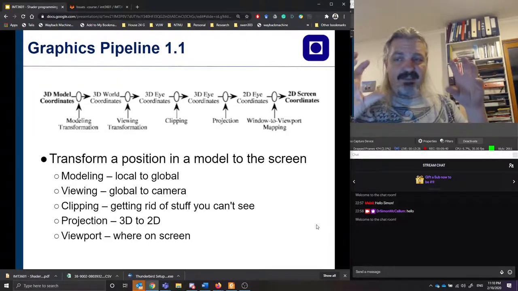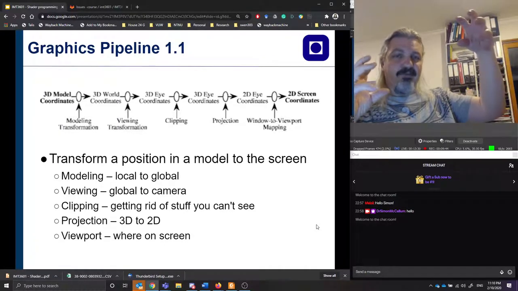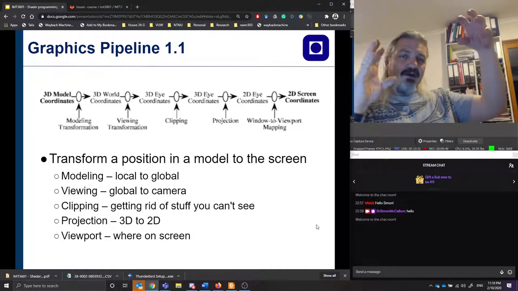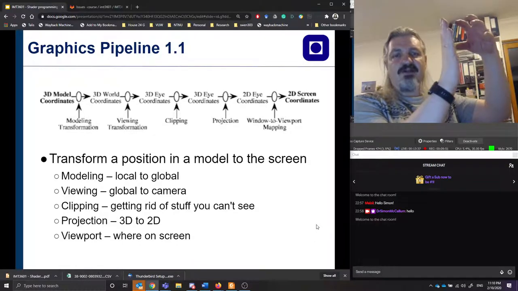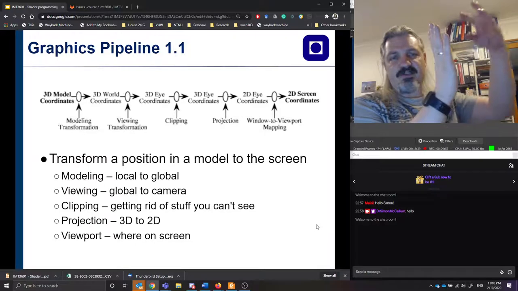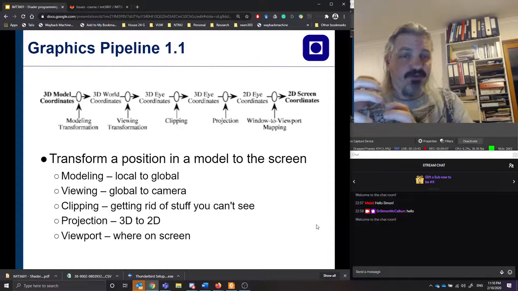Having calculated the clipping, we'd still be in eye coordinates, and we would project the 3D model onto a flat surface to make it look right on a 2D plane, right? So the eye looks through the 2D plane onto the 3D objects.